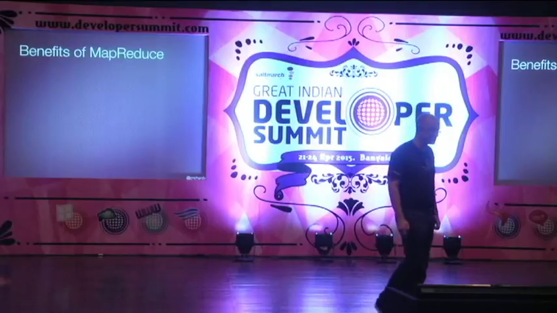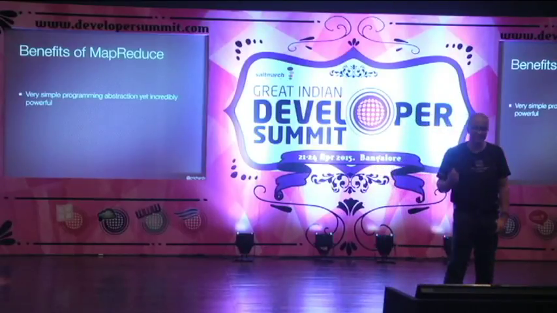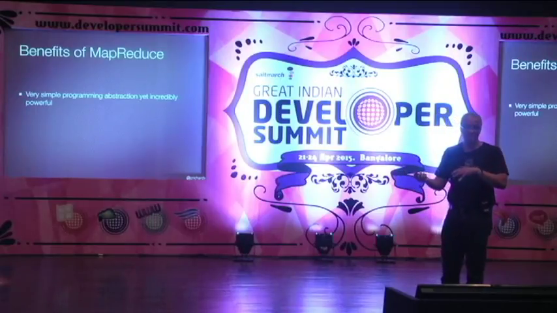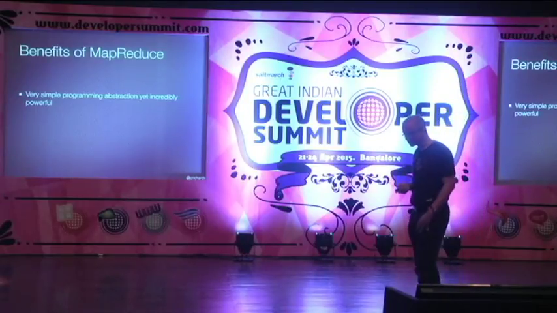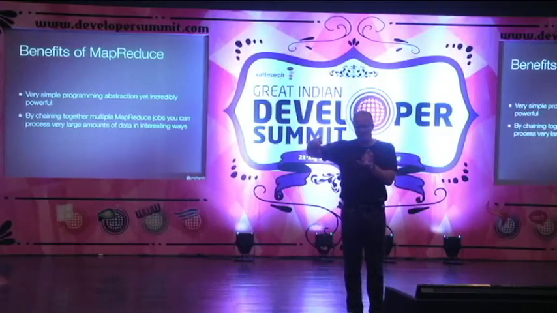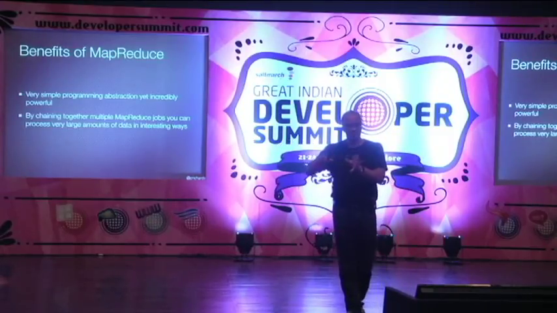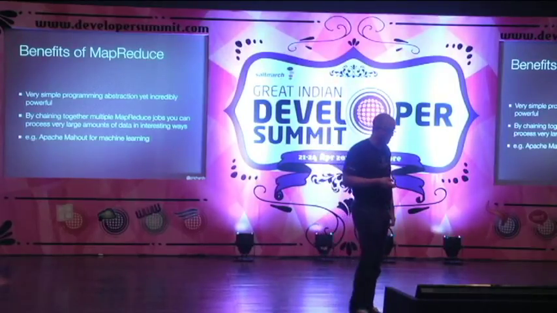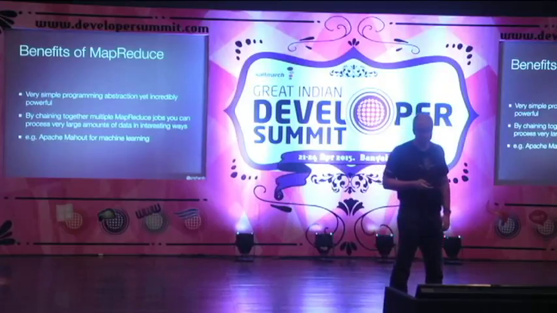So there's a bunch of benefits to using Hadoop, right? It's sort of a simple programming abstraction. You write mappers, you write reducers, and yet you can build quite complex algorithms with it. And you can actually chain various MapReduce jobs together and do things like machine learning, Apache Mahout, for example.